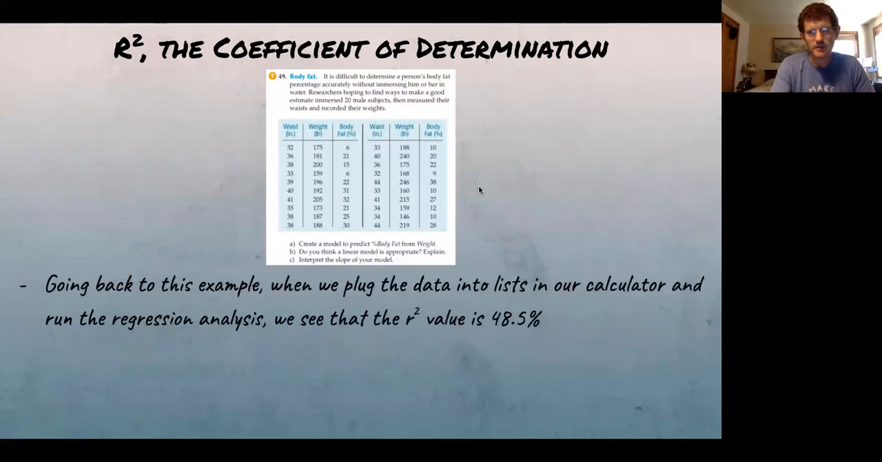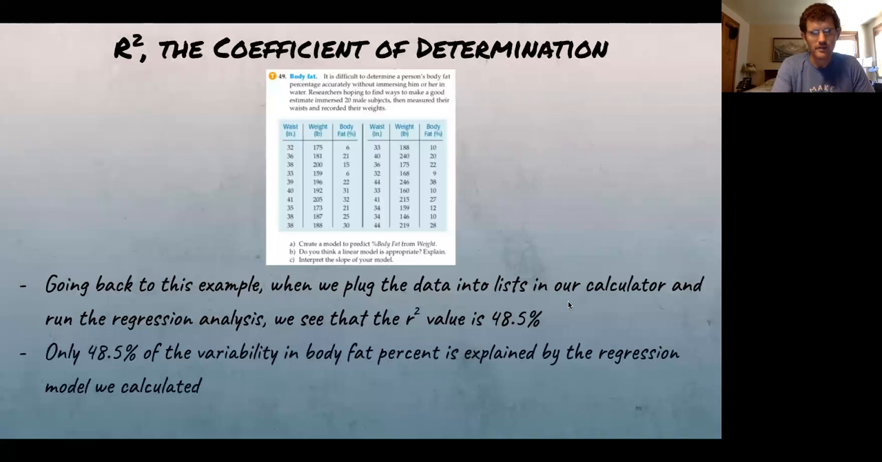Okay, so going back to this example. Again, I'm not asking you to plug the data in, but if you ran a linear regression between weight and body fat percent, you end up with an R-squared value of 48.5%. So in context, this means only 48.5% of the variability in body fat percent is explained by the regression model we calculated. Now, I say only 48.5%.